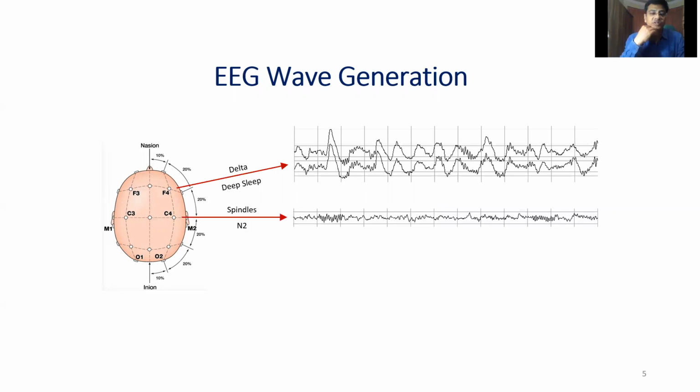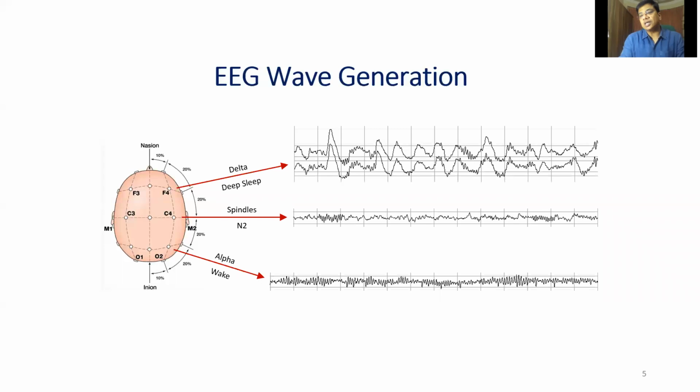Central gives us spindles, that is a characteristic of stage N2. Occipital gives us alpha waves, which is a characteristic of the wake stage. So AASM recommends F4, C4, and O2 as the main channels, which will be referred to as M1.